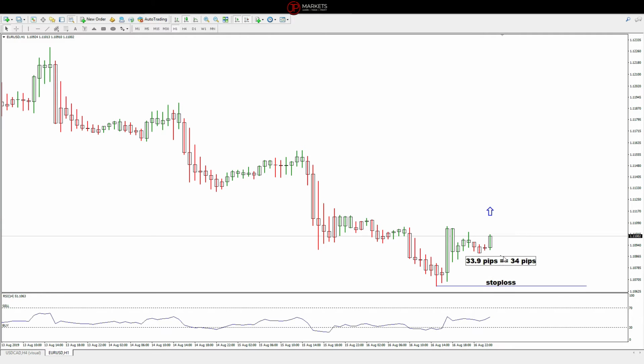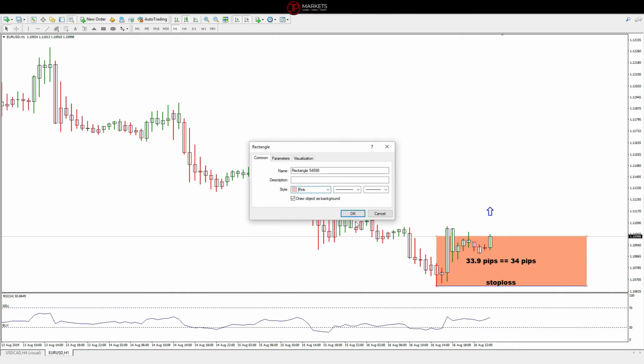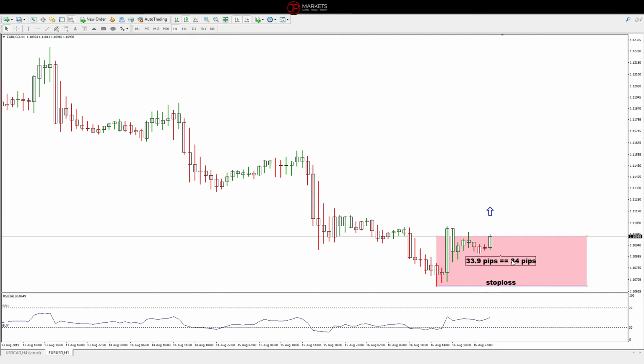Once we've found out the pips that we want to risk our money within, let me just highlight that area so it's easier to see. We're going to be risking from the stop loss all the way to the entry level. There we go, this is our risk area. If the market moves into this pink area and keeps going lower and lower, we'll be losing money all the way until our stop loss. When the market gets to the stop loss, it will automatically cut our loss.